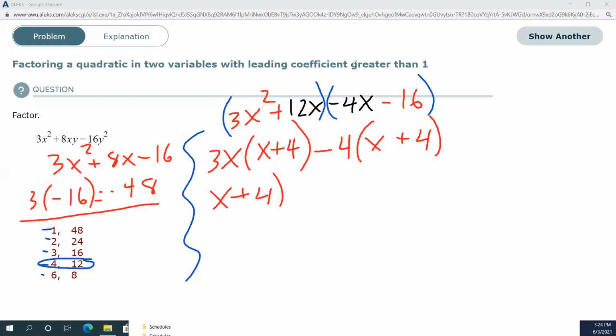And let's see, I'm left with 3x minus 4. Okay. But we have to make sure we don't forget that y from the beginning. So we'll just slap that in at the end, and now we're done.